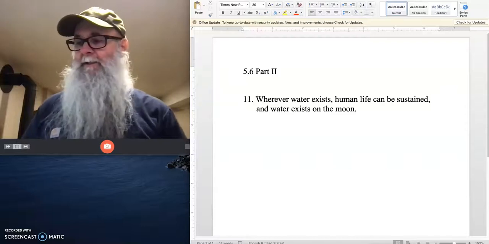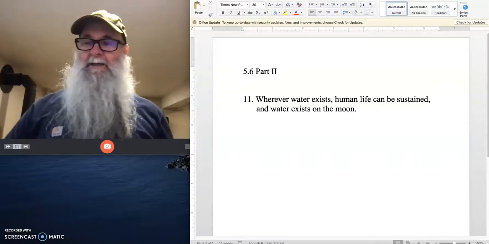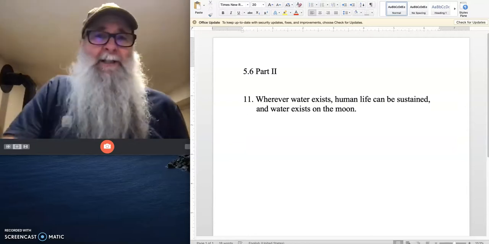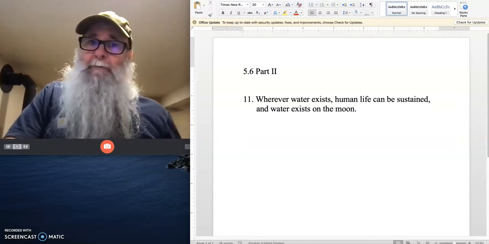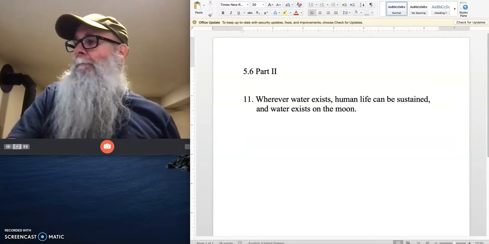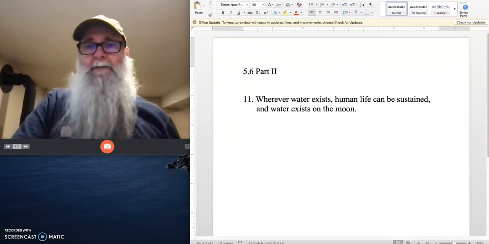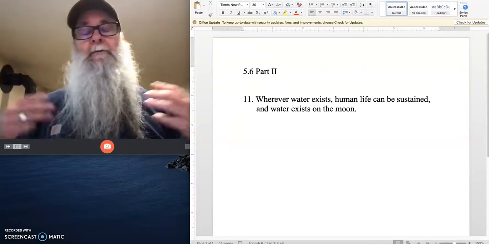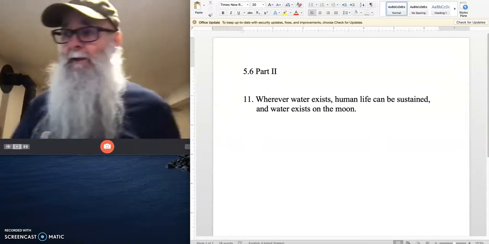All right, 5.6, number 2. We're being given an enthymeme here, which means we have an argument that's missing either a premise or a conclusion, and we have to figure out what that missing premise is and then put the argument into standard form and determine whether or not it's valid or invalid.